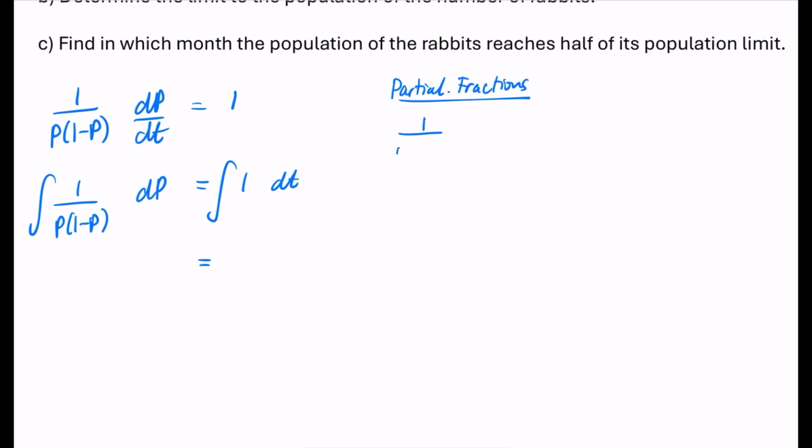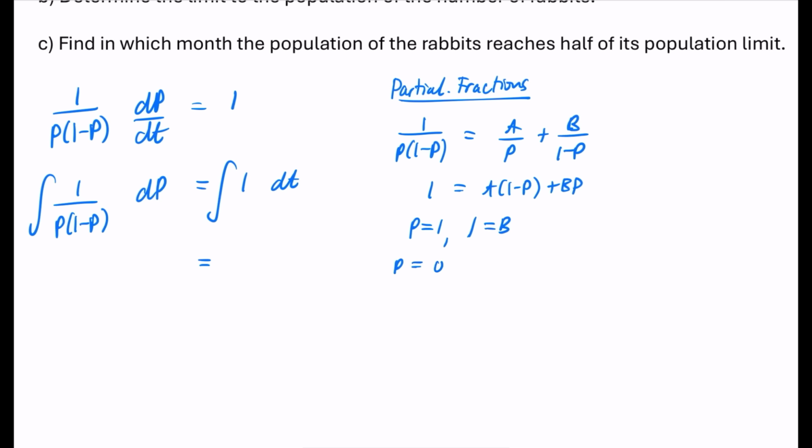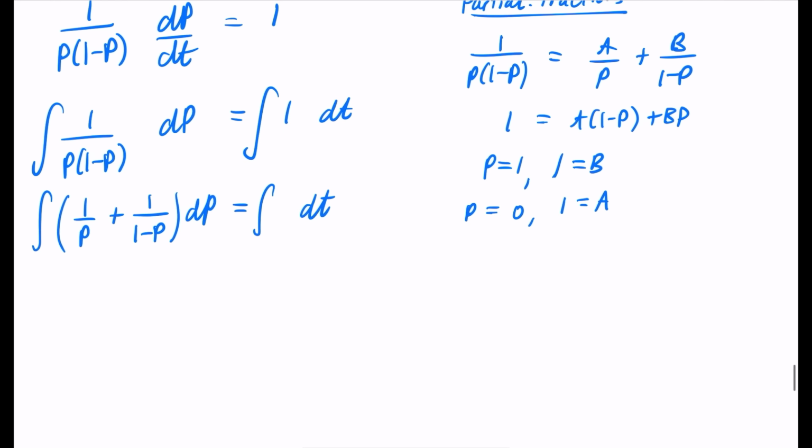So 1 over p, 1 minus p, is going to be a over p plus b over 1 minus p. So that's a(1 minus p) plus bp. Well, if p is equal to 1, then we get that 1 equals b, and if p is equal to 0, then 1 is equal to a. Oh, nice and easy. We just get the integral of 1 over p plus 1 over 1 minus p dp is equal to the integral of 1 dt. You don't even actually need to have that 1 there. You could just write it like this.